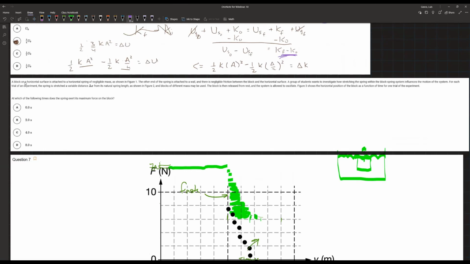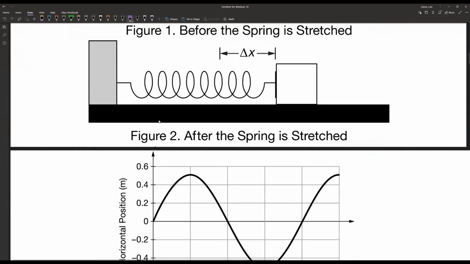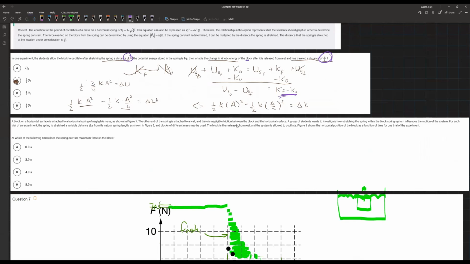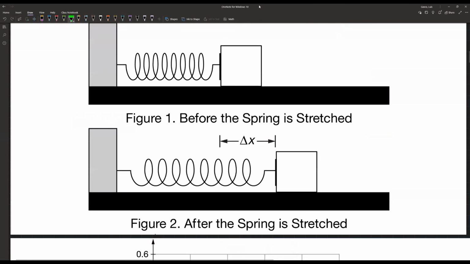So this question here reads, a block on a horizontal surface is attached to a spring of negligible mass as shown in figure 1. And it is allowed to oscillate. A group of students want to investigate how stretching the spring within the block-spring system influences the motion of the system. So they want to see that if we stretch it more, how does that influence the motion of the system? For each trial of an experiment, the spring is stretched a variable distance delta x from its natural length, as shown in figure 2. Let me just fix that.